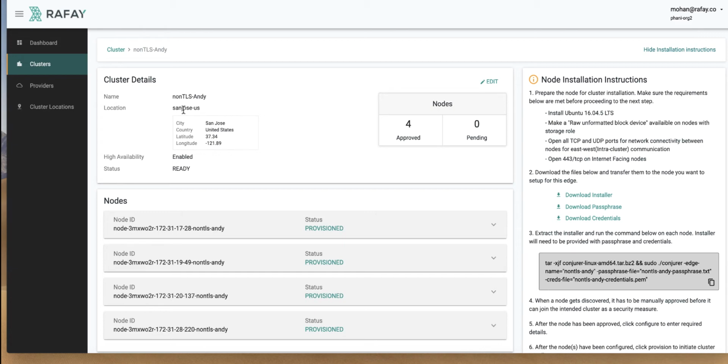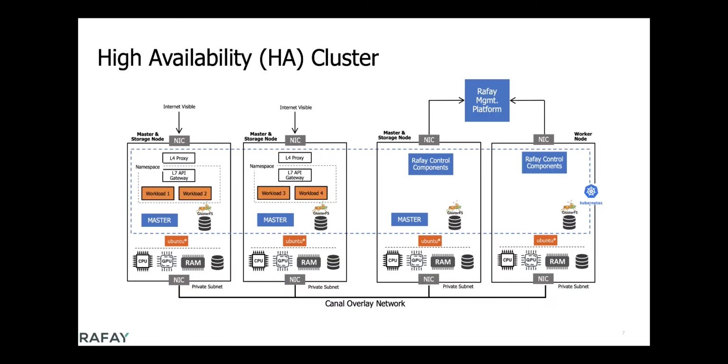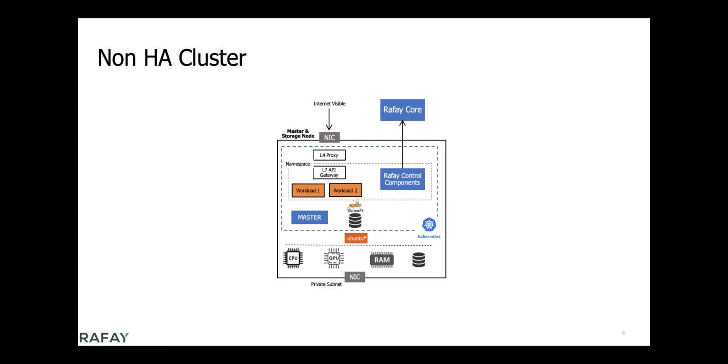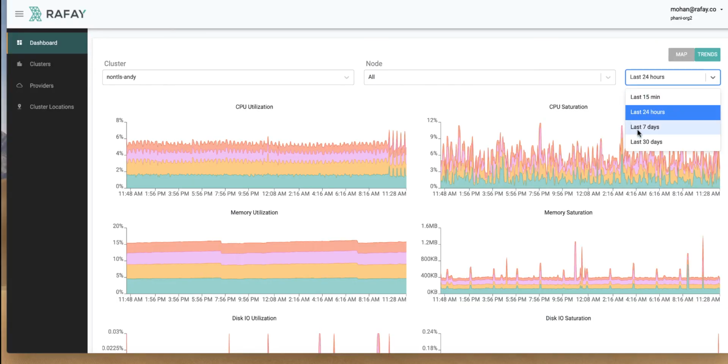In addition to multi-node, high availability cluster form factors, Rafay also supports a single node, non-HA cluster that can be used for low utilization regions or non-production use cases.